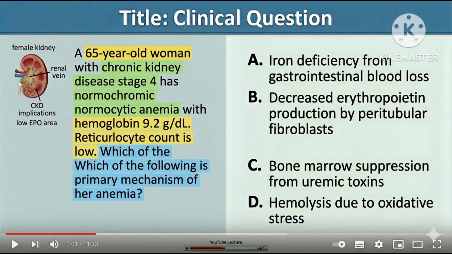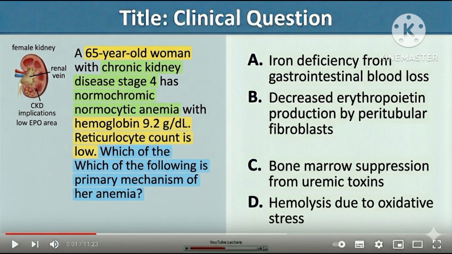A 65-year-old female with CKD stage 4 has normochromic normocytic anemia with hemoglobin 9.2. Reticulocyte count is low. As we all know, in chronic renal failure patients, there will be decreased production of erythropoietin by renal peritubular fibroblasts. Patient will present with normocytic normochromic anemia with low reticulocyte count.